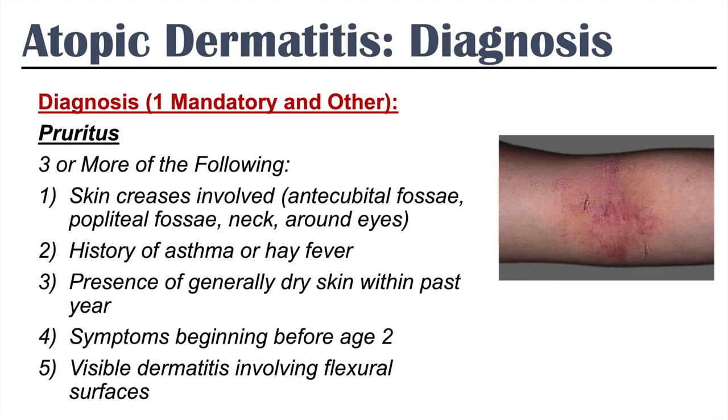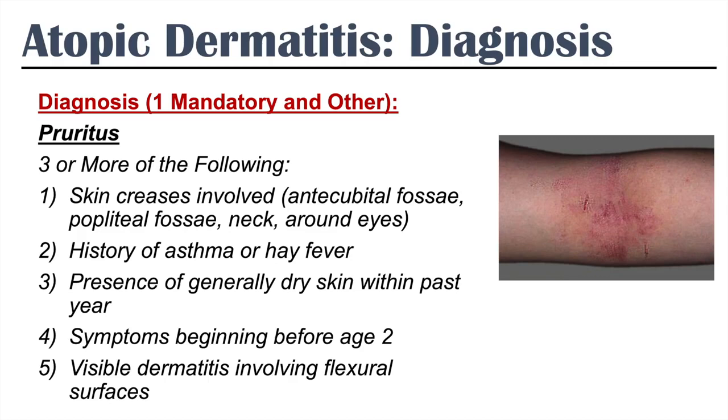So these skin lesions need to be pruritic, and then we need 3 of the following. Skin creases involved, a history of asthma or hay fever, generally dry skin over the past year, symptoms beginning before the age of 2, and visible dermatitis involving flexural surfaces. So if you have 3 or more of those with pruritus, then we can make the diagnosis of atopic dermatitis.